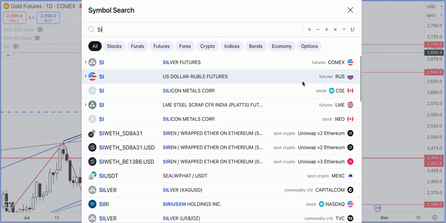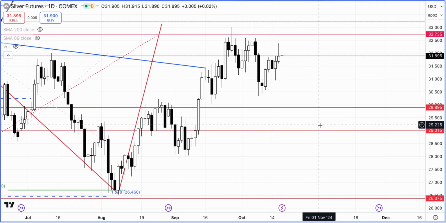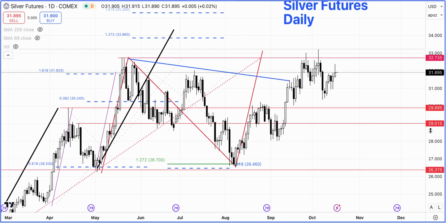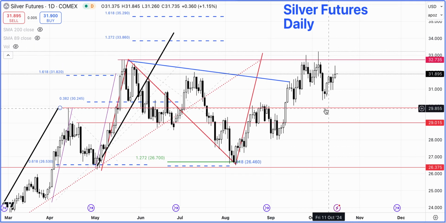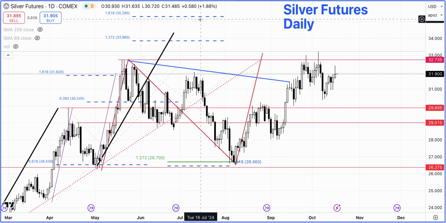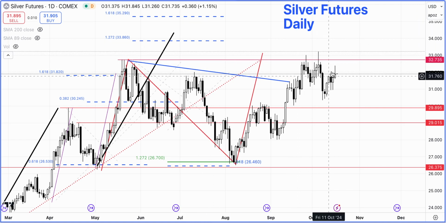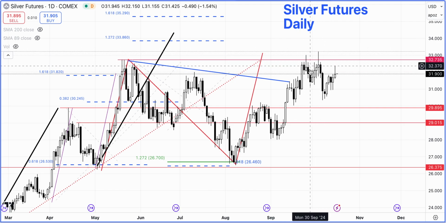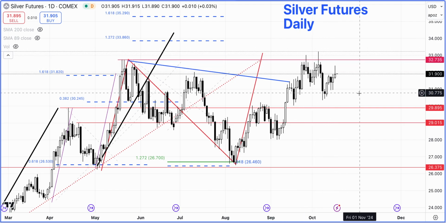And if we take a look at the silver market, not as strong as gold, but still moving higher. I think it's going to go for the 33.85, maybe 35.29. But there is some overhead resistance coming from structure right here.